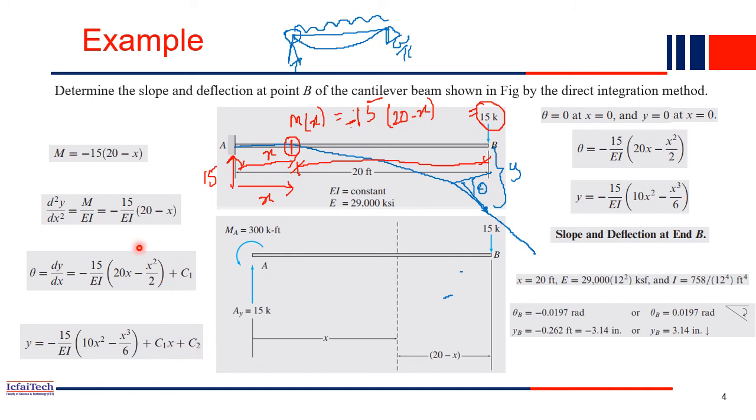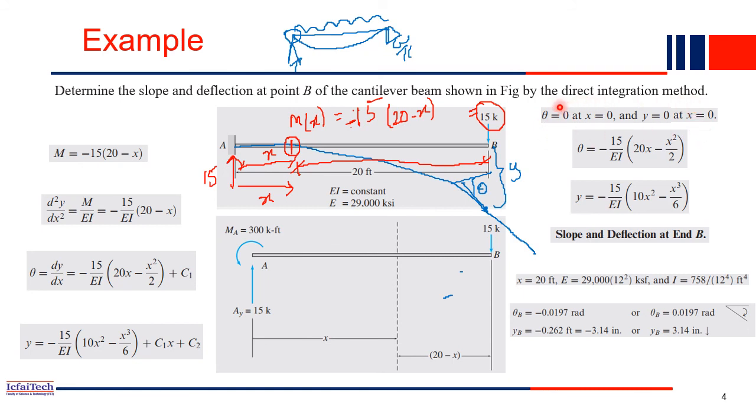One more constant came because two times you are doing the integration, right? So now these two, theta and y, are our main objective to find out. But if you see, we have the constants also, c1 and c2. But we do not want c1 and c2; we want some value, right? So how to compute c1 and c2? We have to employ the boundary condition.